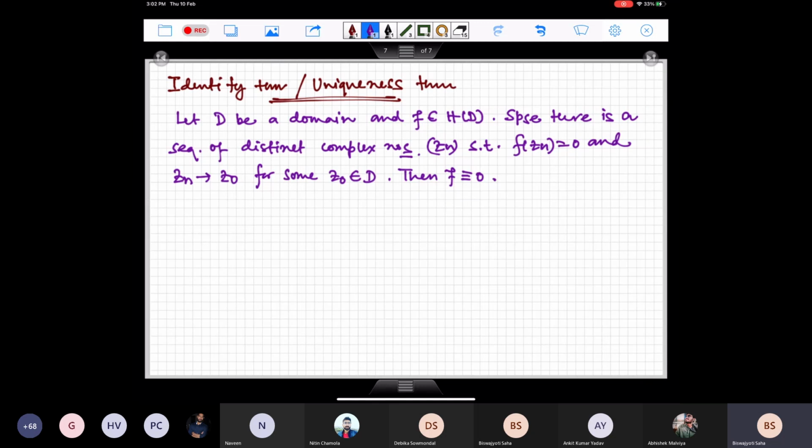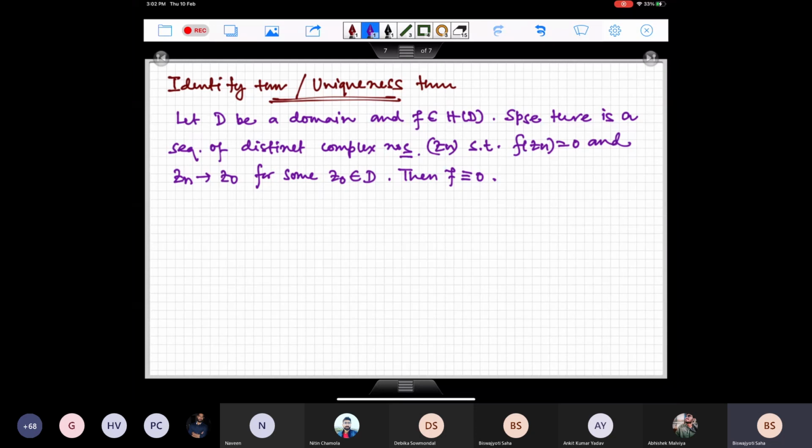Suppose you have some set of zeros. Suppose that set of zeros has a limit point inside your domain, then your function is going to be identically 0. In other words, people say it in this language: zeros of holomorphic functions are isolated. In the sense that the zeros of a holomorphic function cannot have a limit point in the domain.